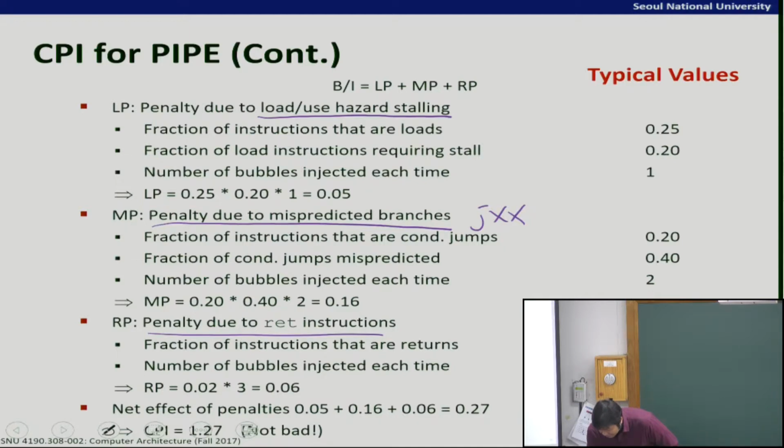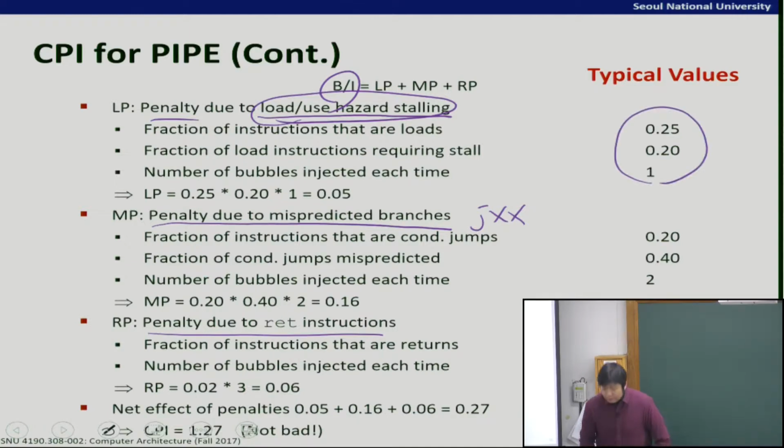So first of all, let's say you have load use hazard stalling. Then let's calculate this B over I for the load use hazard. To calculate that, we have to multiply these three terms. The first one is the fraction of instructions that are loads. In order to calculate the average number of loads in your program, I mean how often load instructions show up. And secondly, the fraction of load instructions that require a stall, meaning the following instruction uses the result of the load. That's the load use hazard condition.